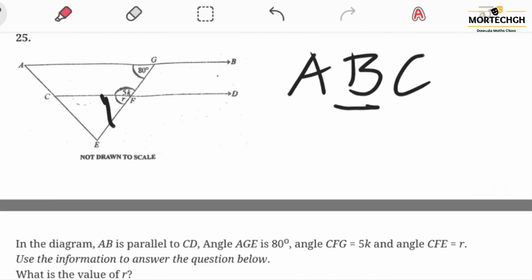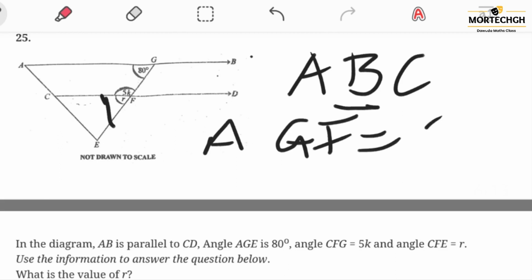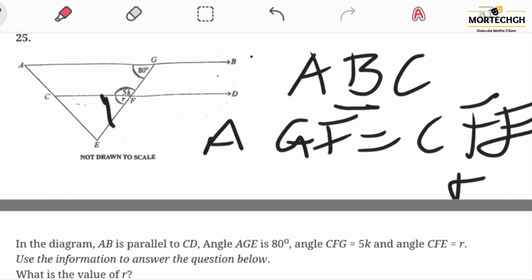And then by going back to plane geometry, we have alternating angles. Since line AB and line CD are parallel lines, they do not meet. Angle AGF will be equal to angle CFE, and angle CFE is equal to R. The angle there is R, is equal to 80 degrees, and angle AGF is also 80 degrees. So R is equal to 80.